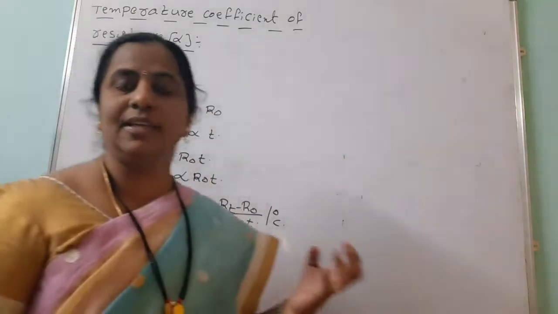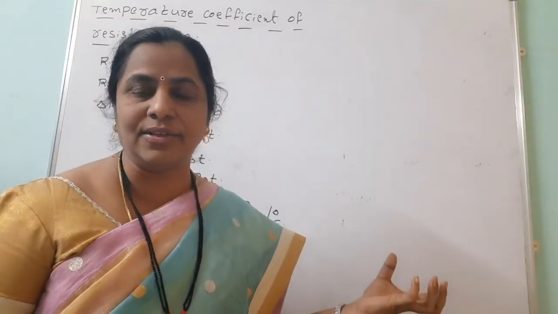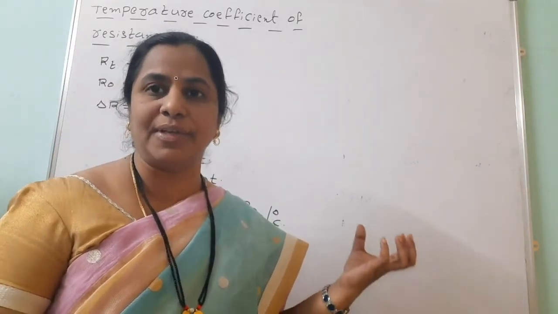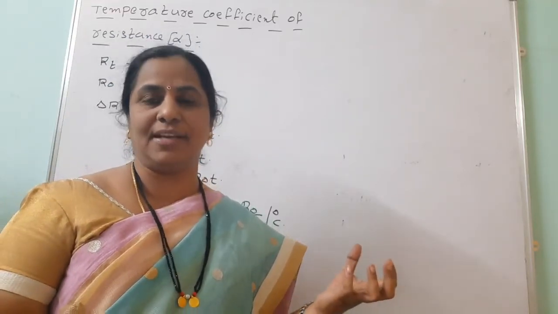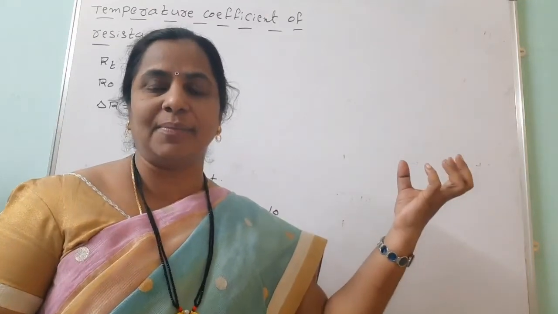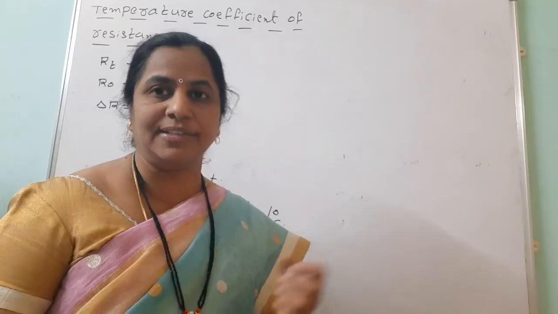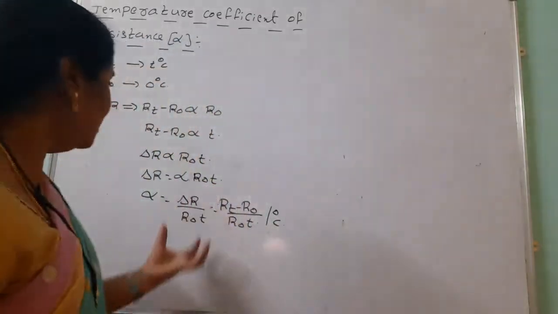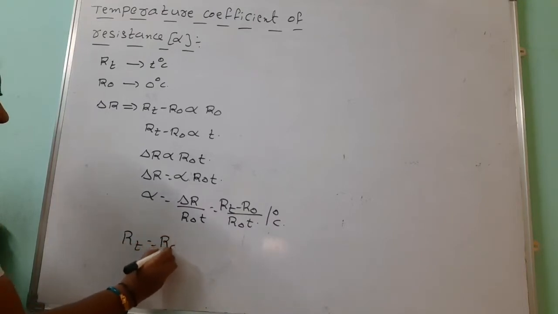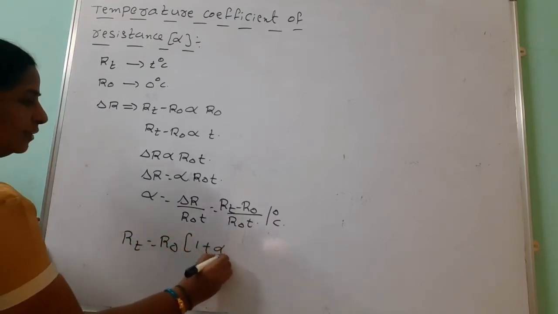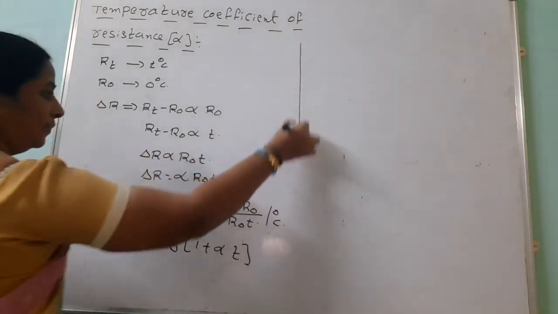In the case of linear metals, when temperature increases, resistance also increases. This is called the positive temperature coefficient of resistance. Suppose, in semiconductors, when we increase the temperature but the resistance decreases, those are called the negative temperature coefficient of resistance. From this we can find RT equals R0 into 1 plus alpha into change in temperature. Also we can write it as follows.